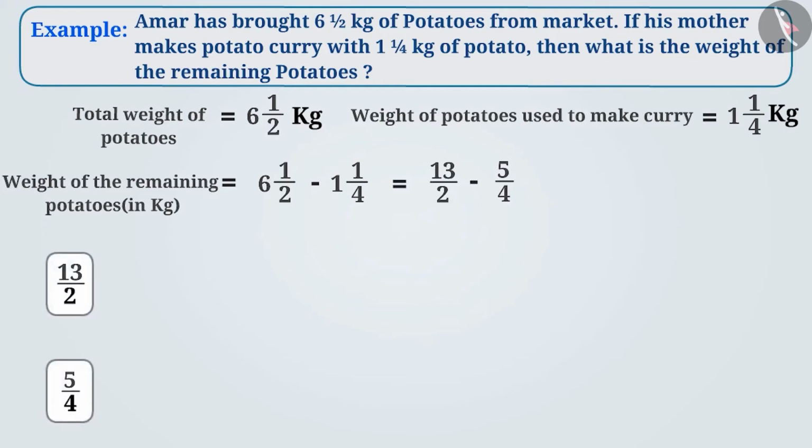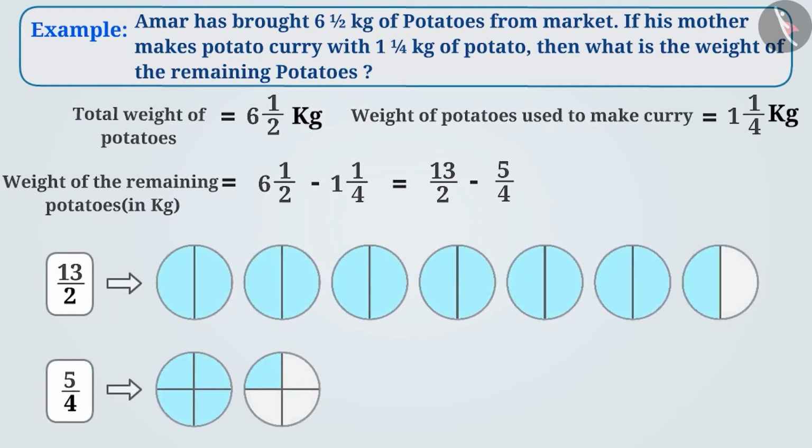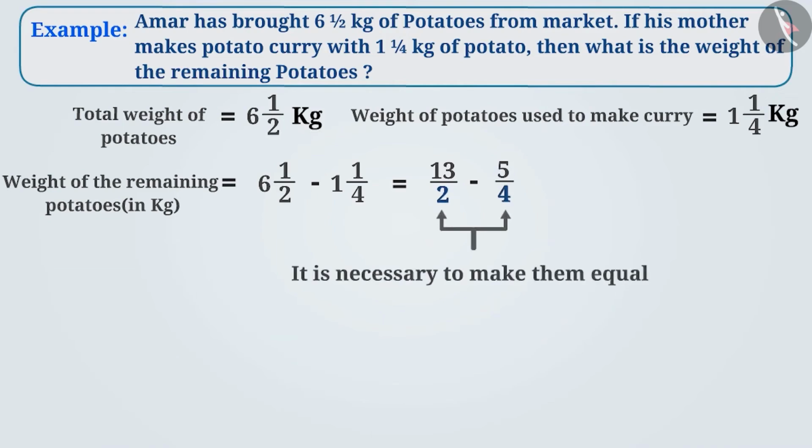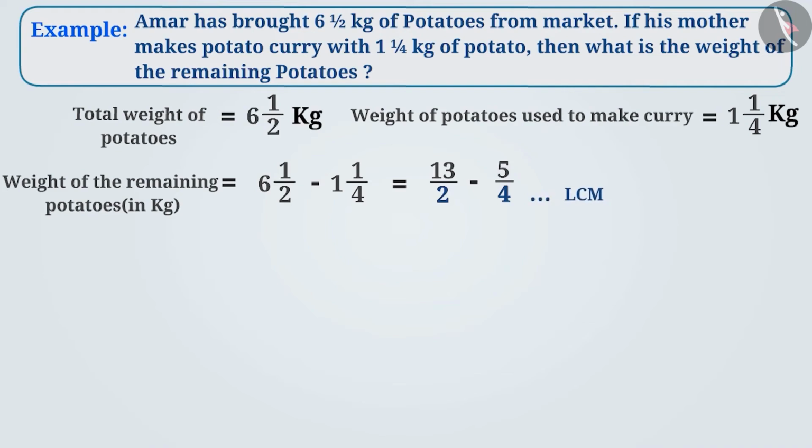Here, the denominators are not equal. That means the size of the parts are not equal. In order to do subtraction, we need to make them equal. Can you tell me how to make the denominators equal? Think for a while. Absolutely correct. We use LCM to find the value of this. The LCM of 2 and 4 is 4. So both denominators will be 4.